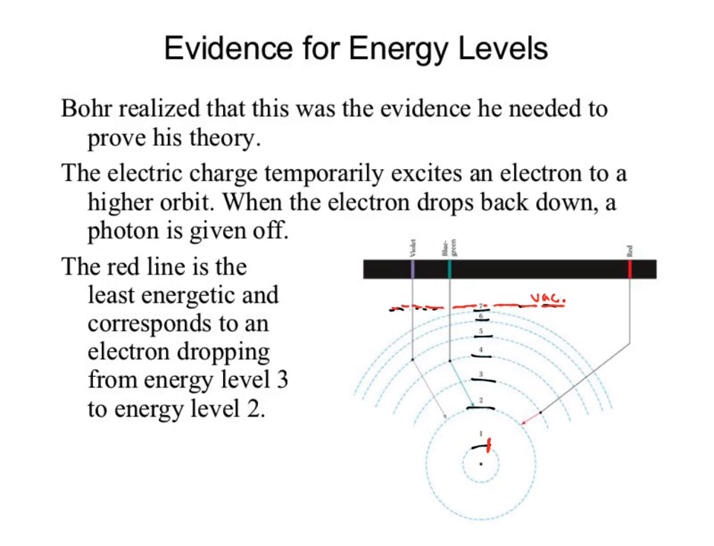That red jump is what? Smaller or larger than the 4 to 2? Smaller, which means the energy is less. Smaller jump means less energy. So we see red. When we look at the 2 to 1 jump, that's a bigger jump, which means should we be going more red or more blue? More blue for the 2 to 1 jump.